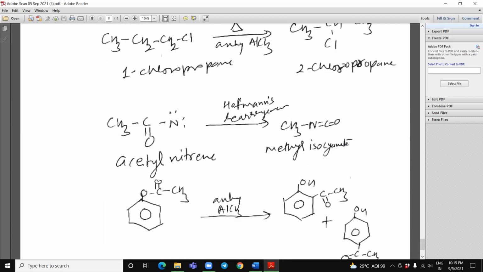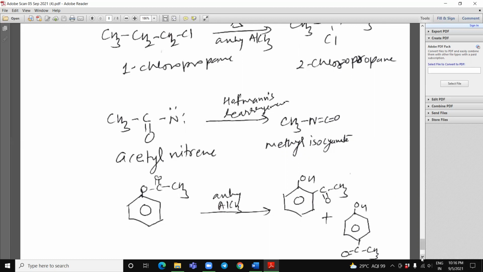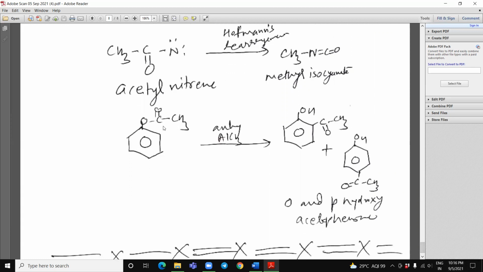This is Hofmann rearrangement. Acetamide, when reacted, will rearrange to methyl isocyanate. This is acetoxyphenol. When heated with anhydrous aluminum chloride, it will give a mixture of ortho and para hydroxyacetophenol on rearrangement. So this is all about the types of reactions.